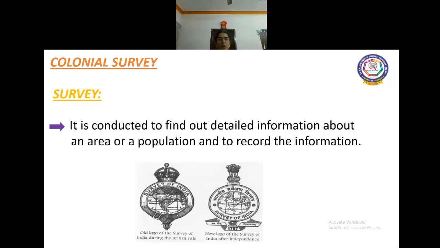So first we will know about what is survey. It is conducted to find out the detailed information about an area or a population and to record the information. So the British had the habit of recording everything and preserving it for future references. So they conducted colonial surveys.